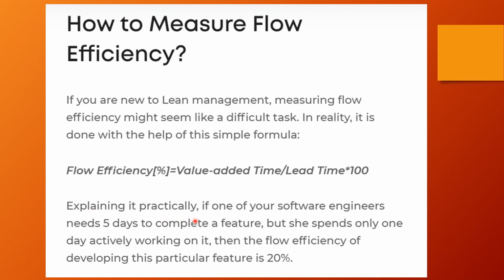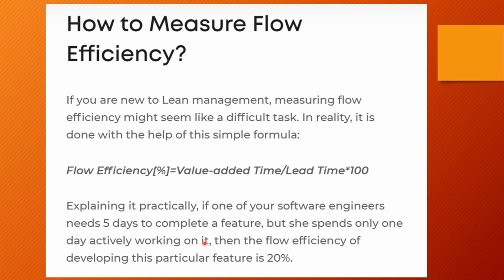Explaining it practically, if one of your software engineers needs 5 days to complete a feature, but she spends only 1 day actively working on it, then the flow efficiency of developing this particular feature is 20%, right? She took only 1 day to actually work on it. For the rest of the 4 days she's waiting for approvals, she's waiting for something else, she's not even working effectively, right? So value added time comes only where active work has happened.